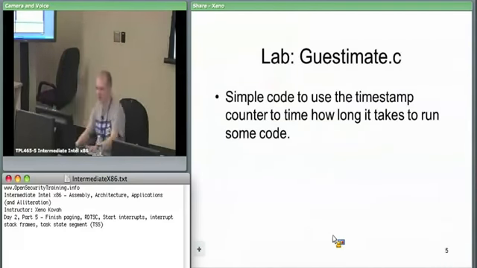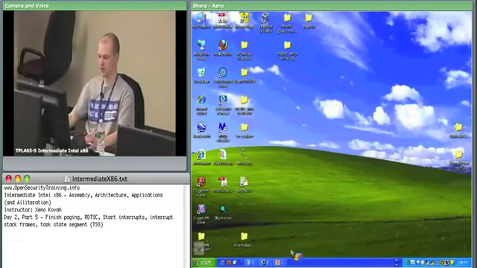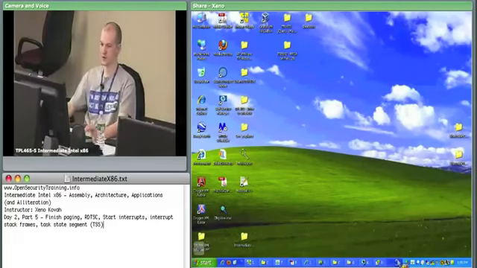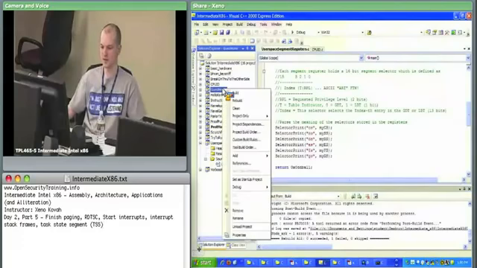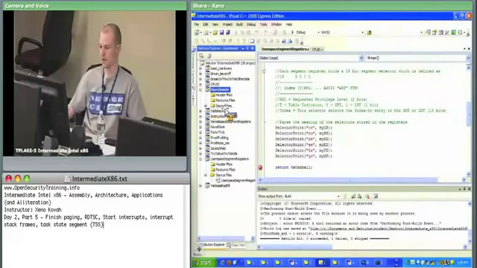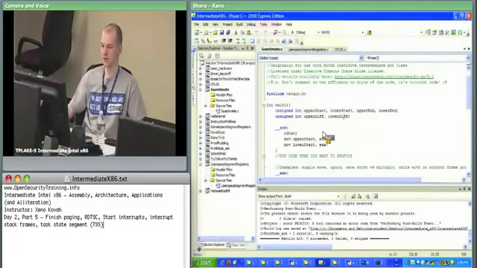So guesstimate.c. On your host OS, open up your Visual Studio. You can do it in your guest OS too, and it might yield interesting results, but go with your regular Visual Studio. Right-click on Guesstimate and set it as the startup project. It's pretty simple. You declare some local variables, and then you do RDTSC to get the time right now, and then you move over that.